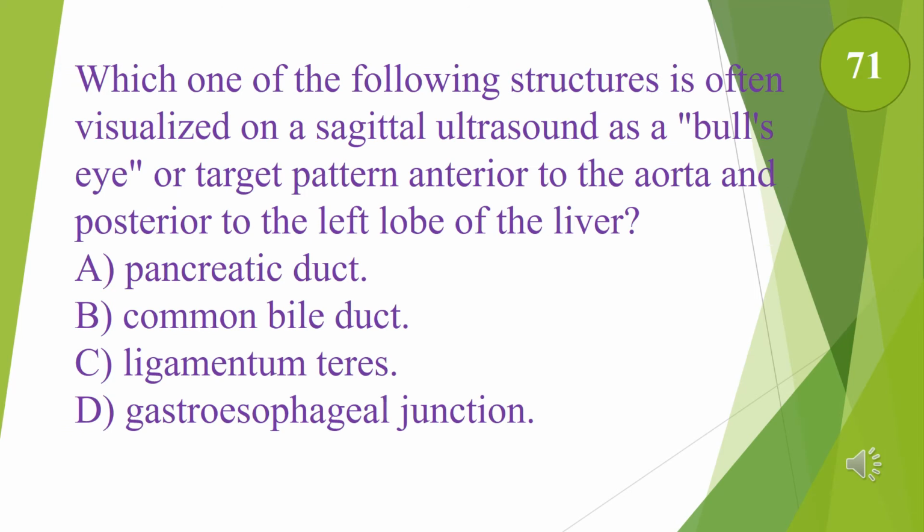Which one of the following structures is often visualized on a sagittal ultrasound as a bullseye or target pattern anterior to the aorta and posterior to the left lobe of the liver? A. Pancreatic duct, B. Common bile duct, C. Ligamentum teres, D. Gastroesophageal junction. The answer is D. The GE junction.